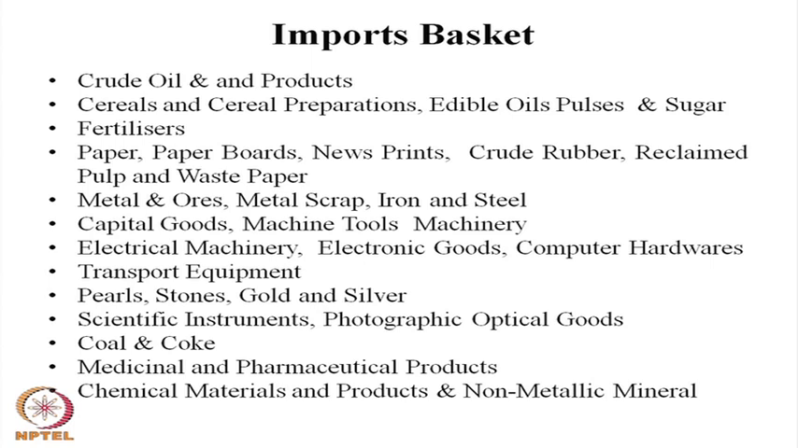Papers, newsprint, crude rubber, reclaimed rubber, pulp, and waste paper are also part of our import basket. Similarly, metals, ore, metal scrap, iron and steel, capital goods, machine tools, machinery, electrical machinery, electronic goods, computer hardware, and transport equipment are also part of our import basket.